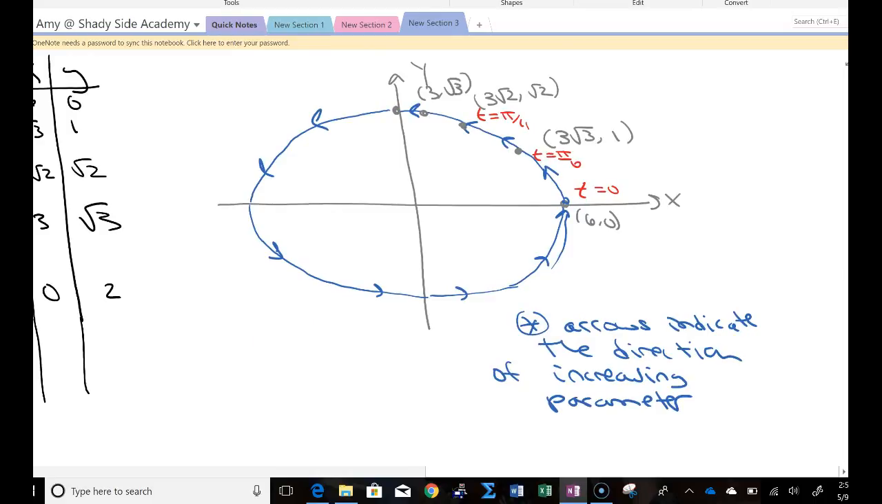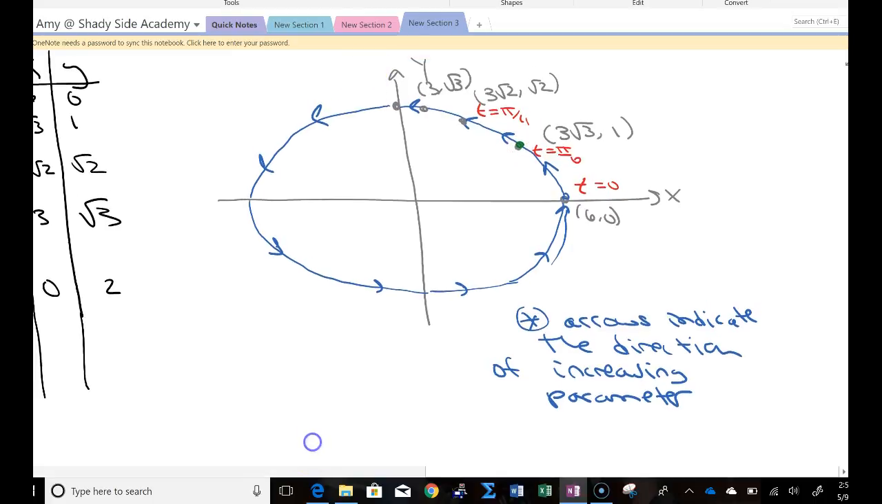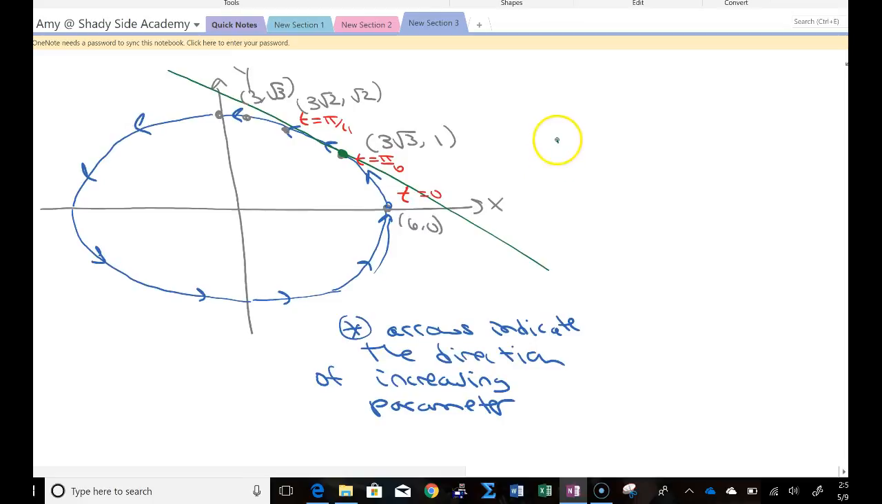Obviously, even though this is not a function of x, look what I'm going to do here. You can see that I could go over here to the point when t equals pi over 6, and I can sketch a line tangent to that point. There is a tangent line, right? So the question is, if you have a curve defined parametrically, how do I find dy/dx?